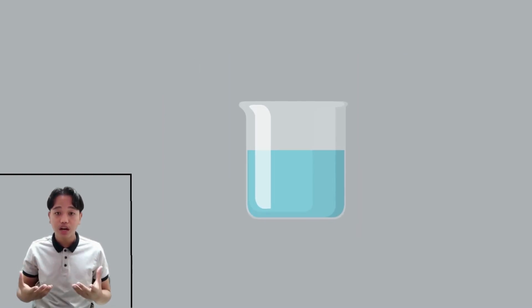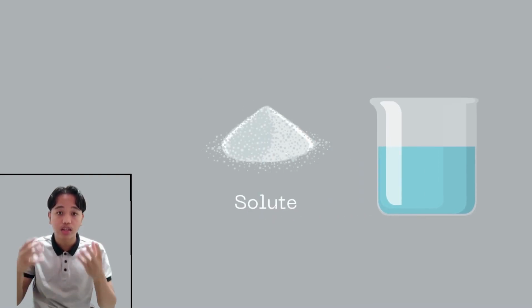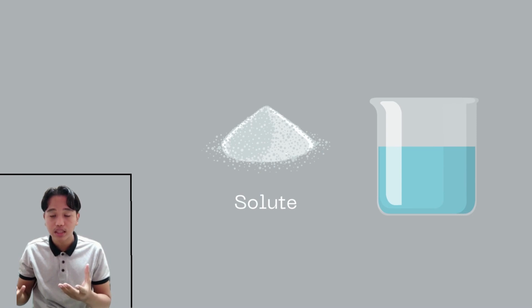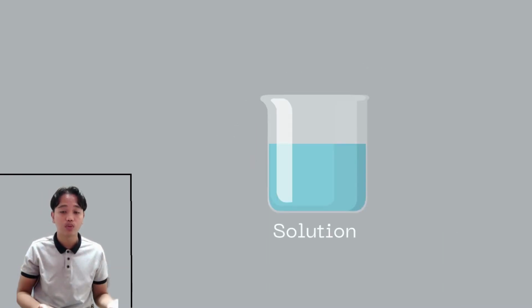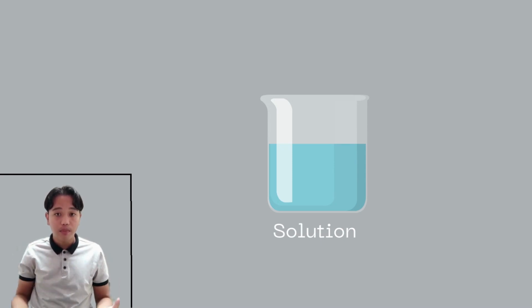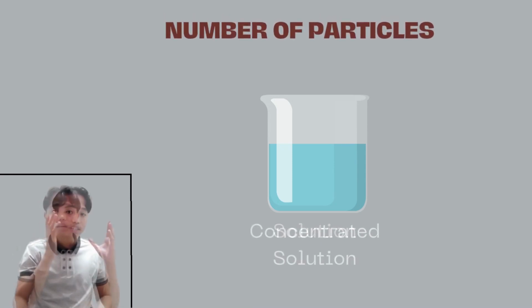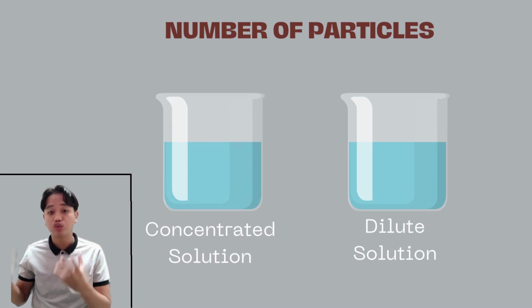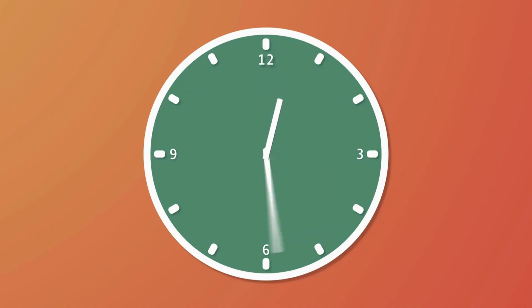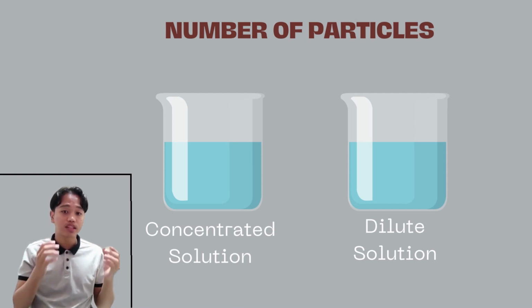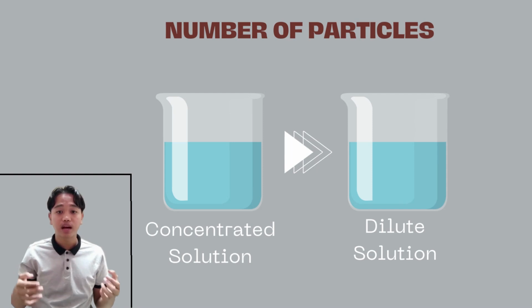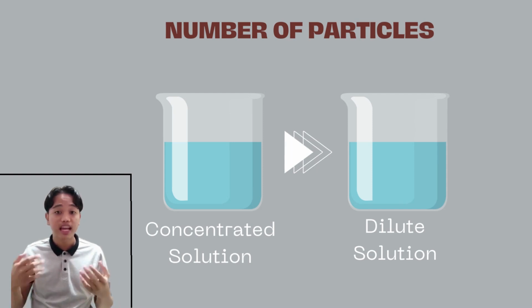The concentration of a solution is a measure of the number of particles of solute, which is a dissolvable solid, in a solvent in which the solute is dissolved. What might you say about the number of particles found in a concentrated solution compared to a dilute solution? Take your time. The answer is the number of particles in a concentrated solution is greater than the number of particles found in a dilute solution.